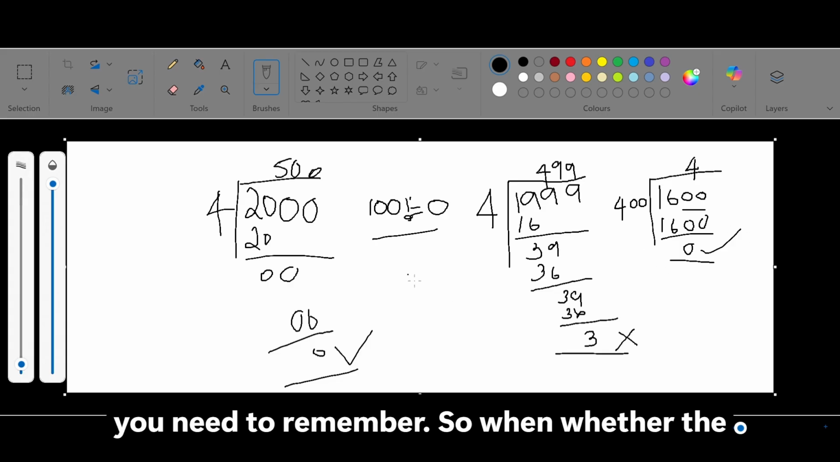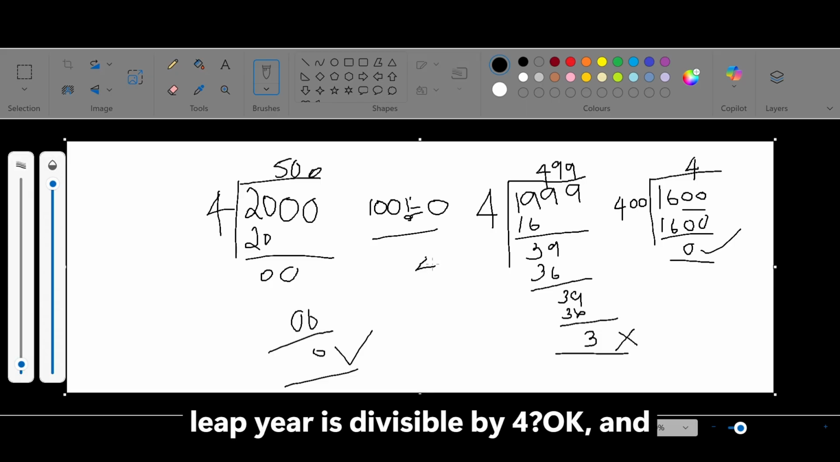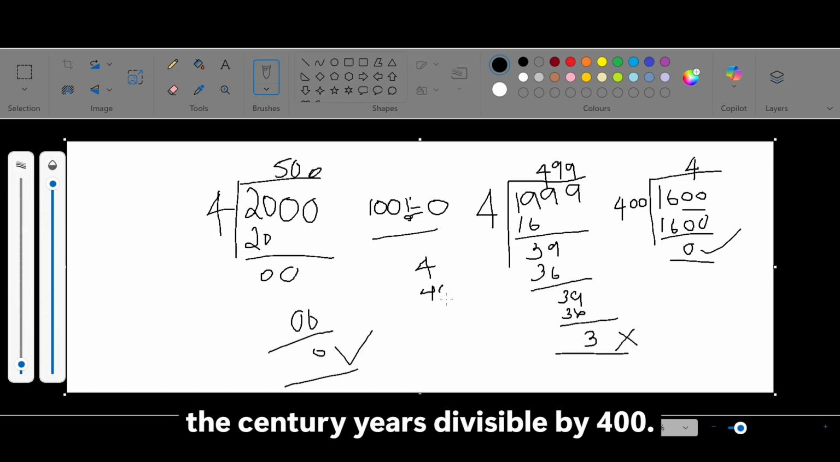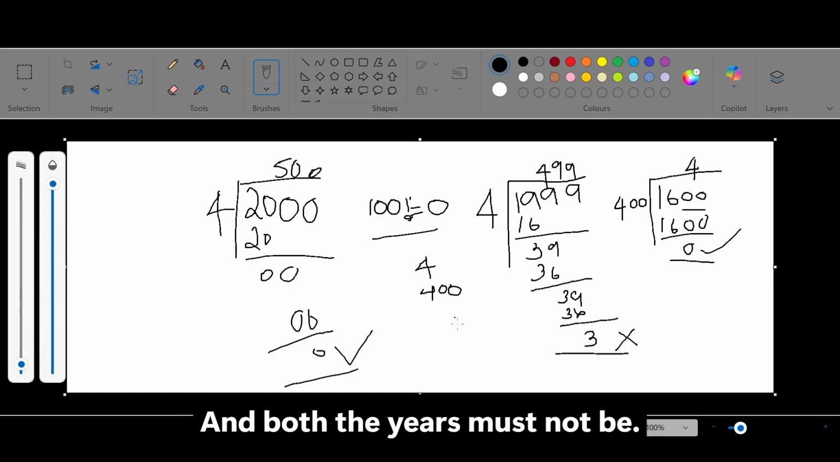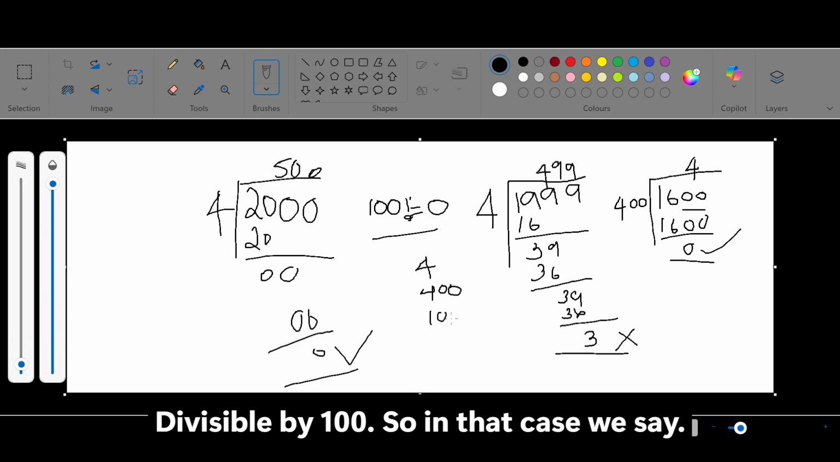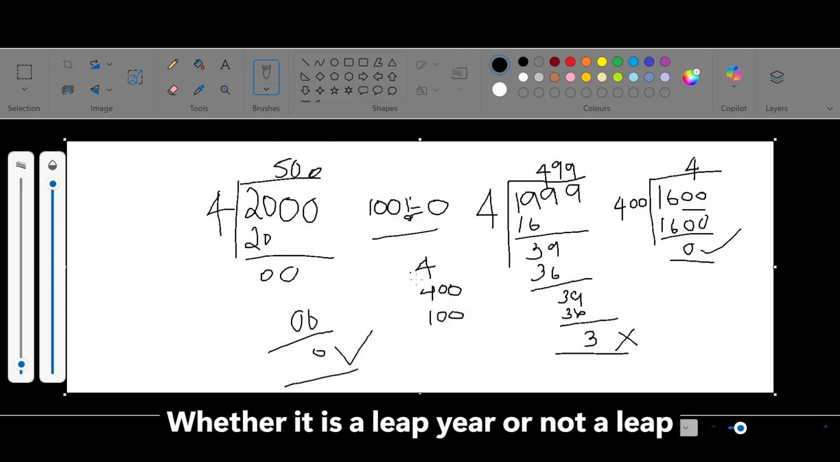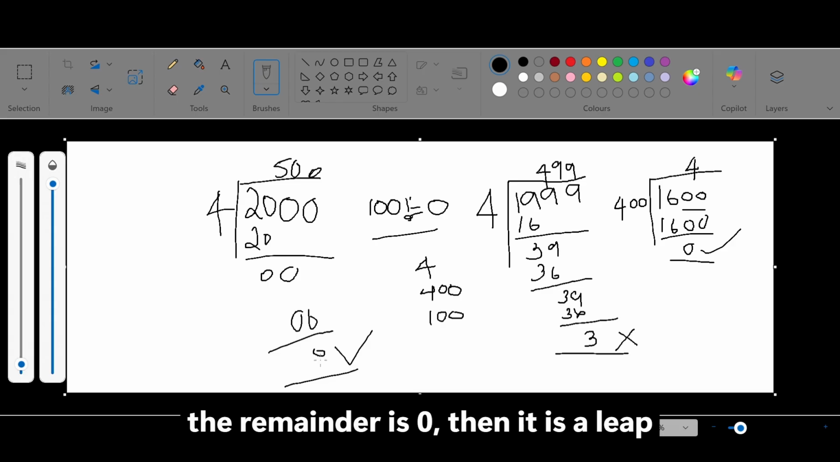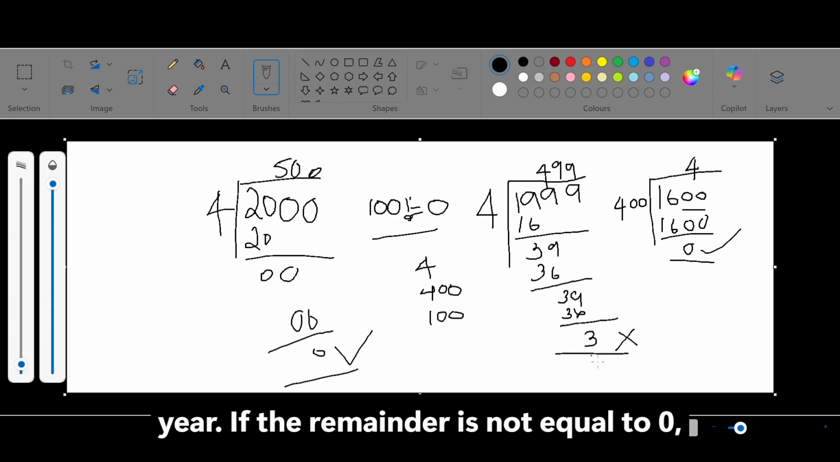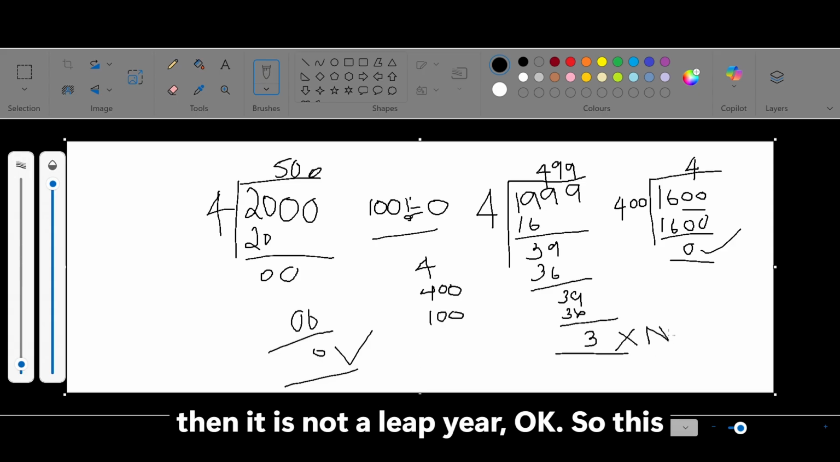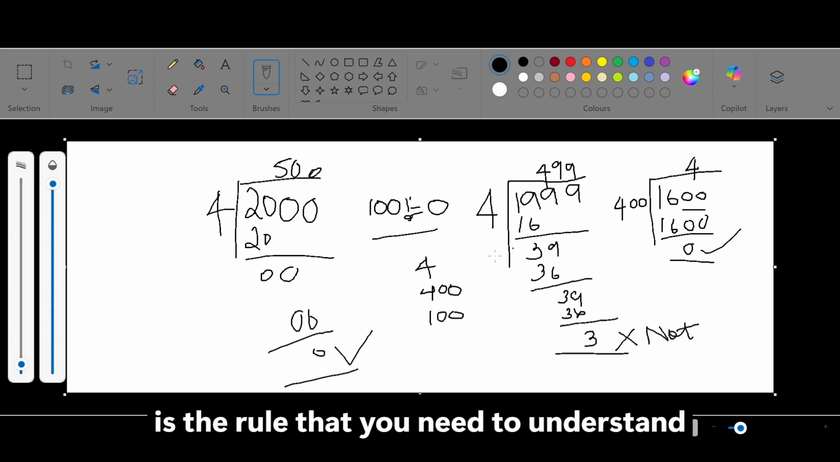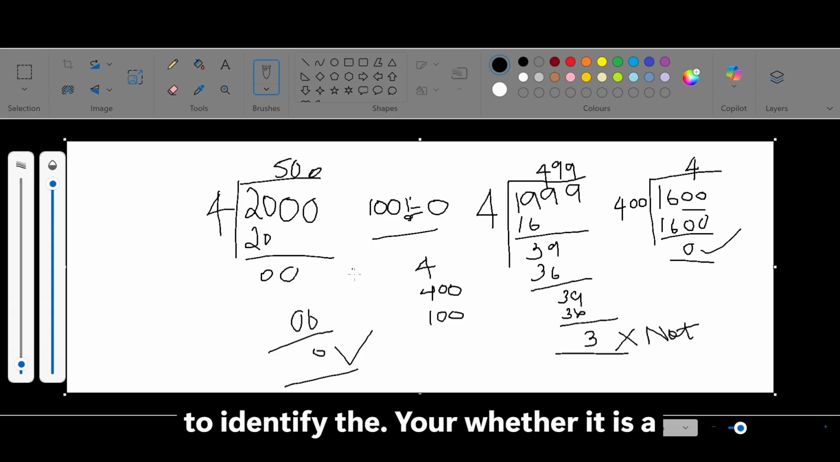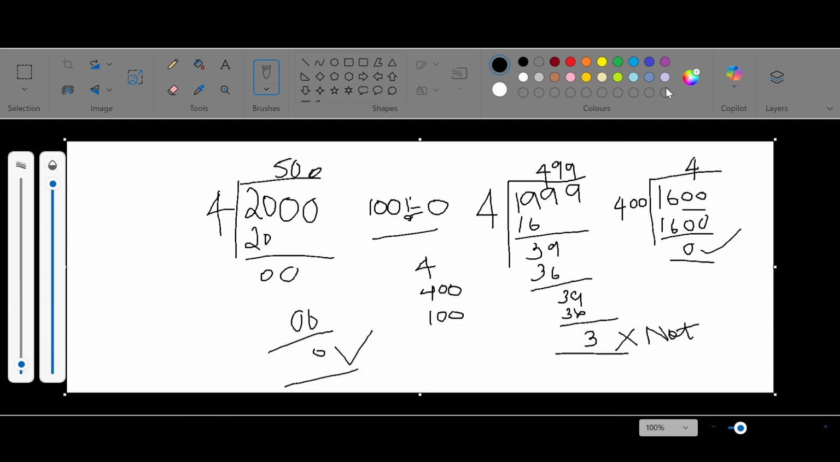So three things you need to remember: the leap year is divisible by 4, the century years are divisible by 400, and the other years must not be divisible by 100. In that case, we say whether it is a leap year or not. So always remember, when you divide the year by 4, if the remainder is 0, then it is a leap year. If the remainder is not equal to 0, then it is not a leap year. This is the rule you need to understand to identify whether it is a leap year or not.